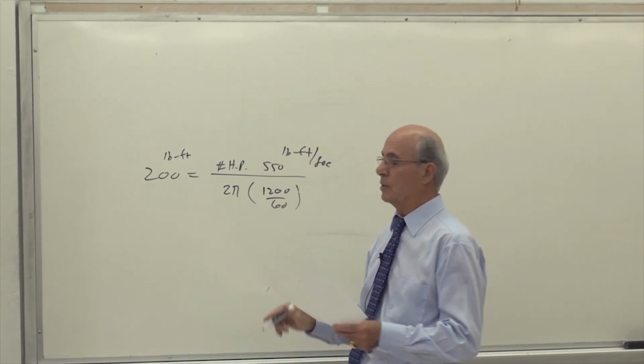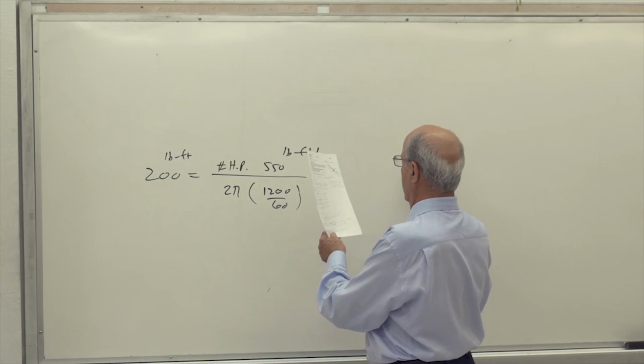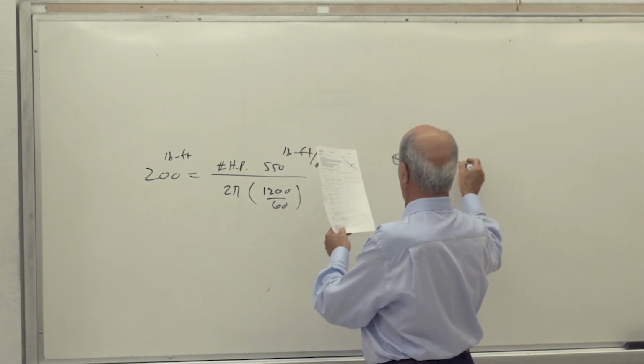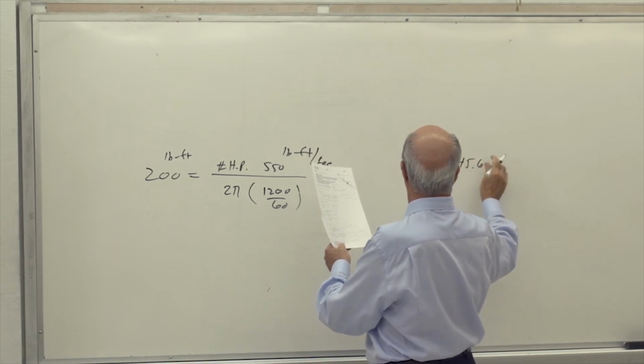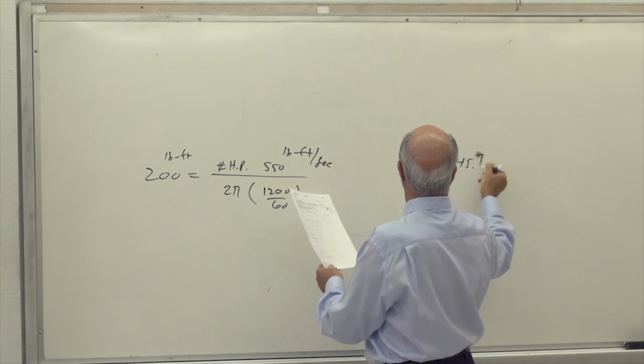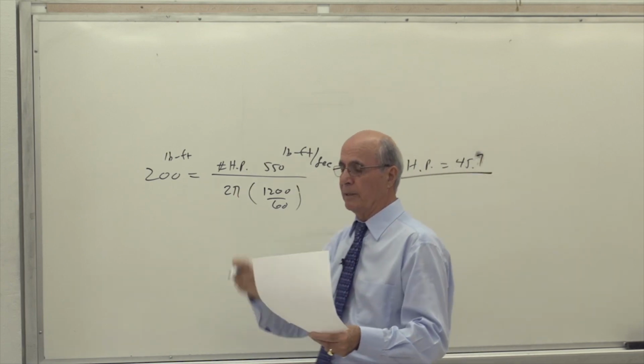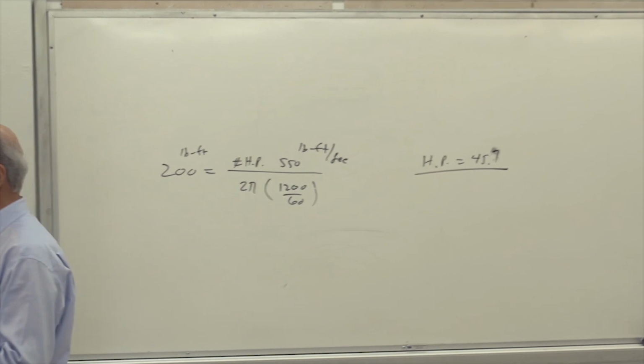Is that understood? Okay. Anyhow, the horsepower ends up to be equal to 45.67 or 0.7. Of course, you cannot find that in the market. You go by whatever is closer to that.